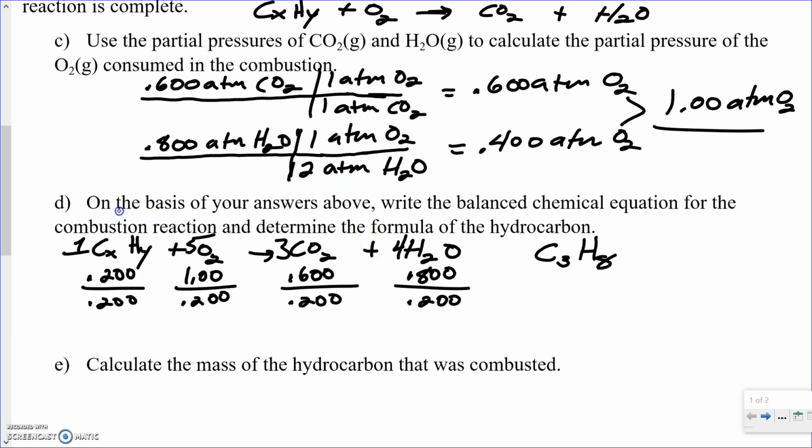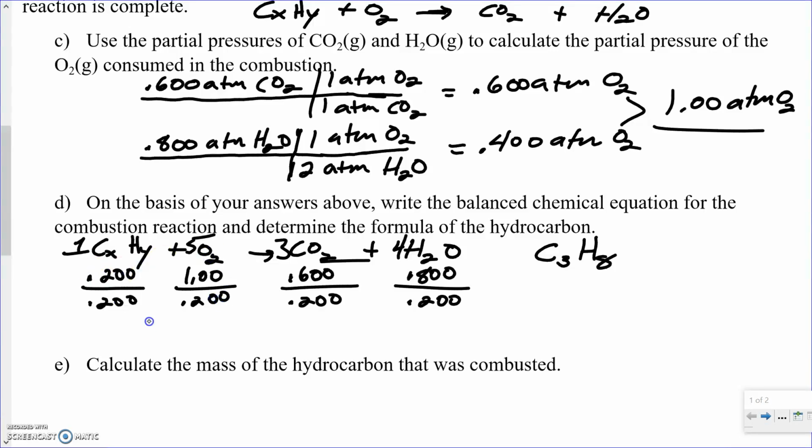I can walk you through how to do that. Pretty simply, you would take your 0.2 atm, get it into moles, your 1 atm, your 0.6, your 0.8 atm, get those all into moles, and then do the same basic idea with your mole ratio. But if we can use our atm, it does save us a step.